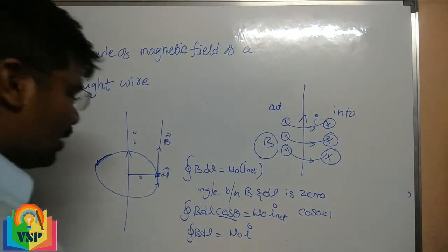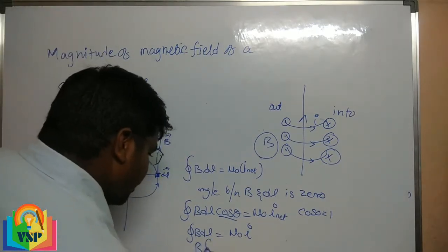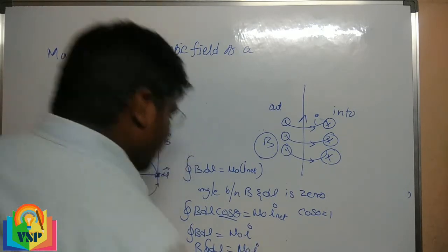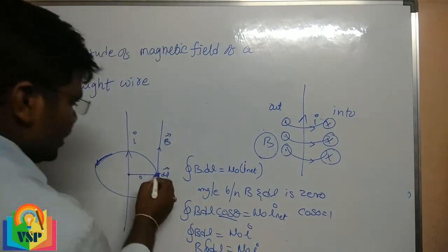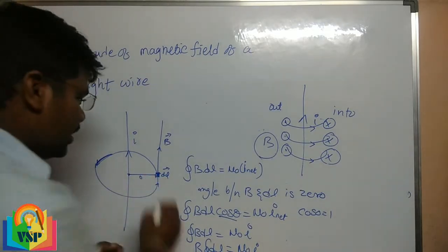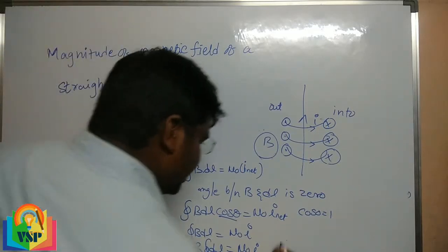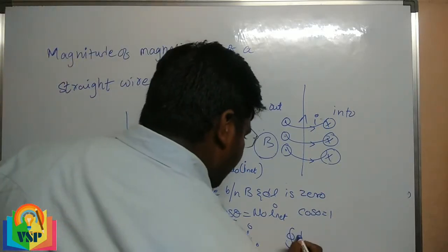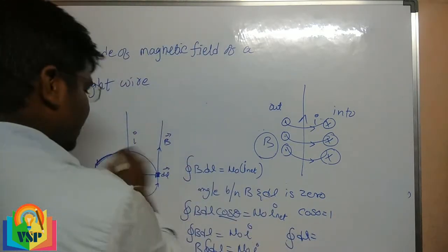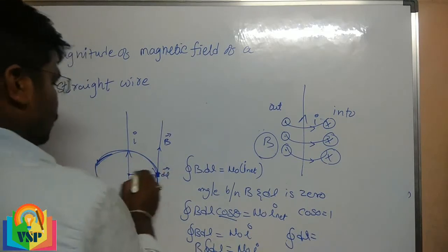Integral B dl is equal to mu naught I. B is constant, so B times the integral of dl is equal to mu naught I. Consider a small length dl. The circle integral of dl is equal to the total length L. The total length is 2 pi r.